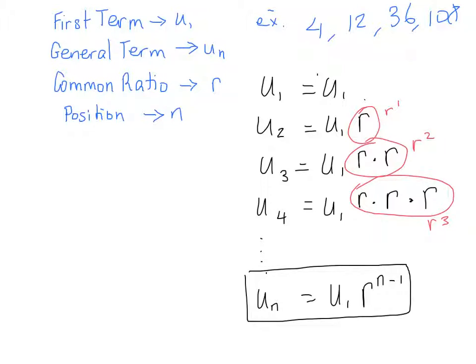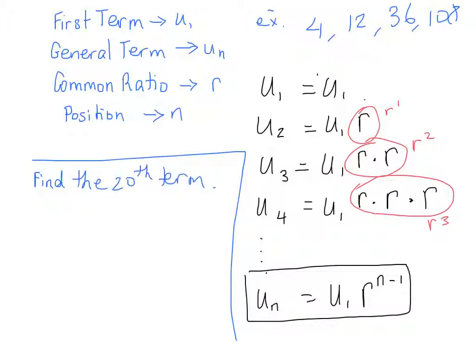Alright, so now that you know the formula to find any term of a geometric sequence, let's go ahead and find maybe, let's say, the 8th term of this sequence. Actually, I want to go even bigger. Let's find the 20th term of this sequence. Alright, so same example with 4, 12, 36, and 108. Find the 20th term.